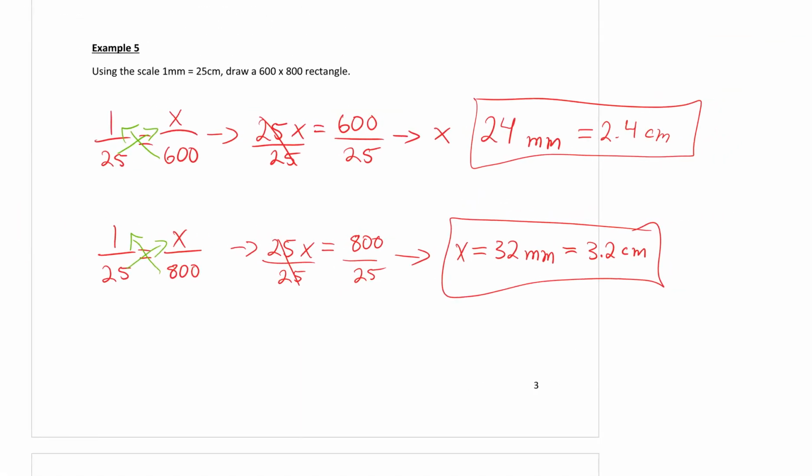Now that'll finish off the lesson for today. Remember, the most important part about this is that when you're setting up your scale factor to do cross multiplication, you have your scale on top and your original on the bottom.